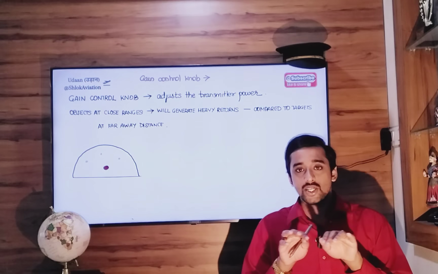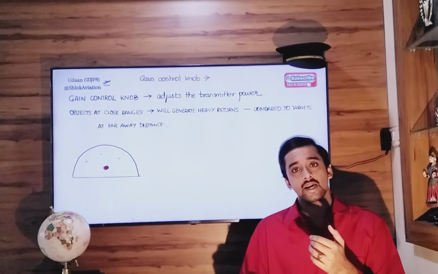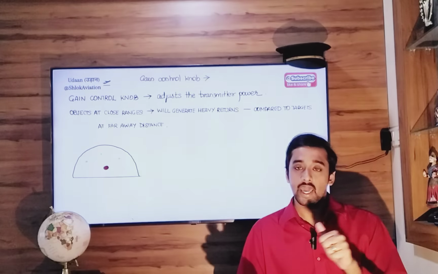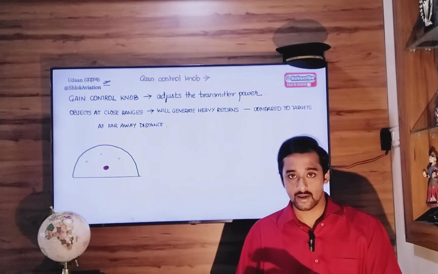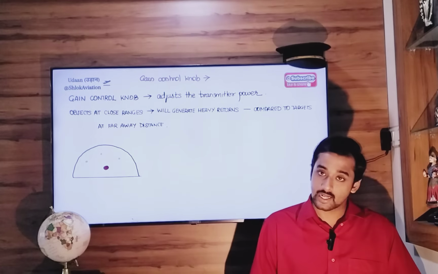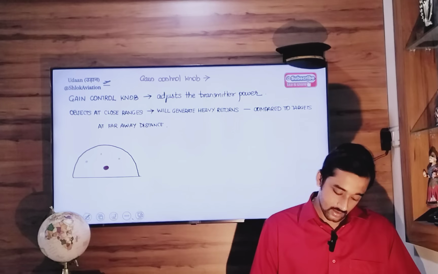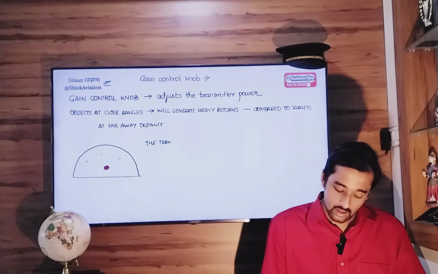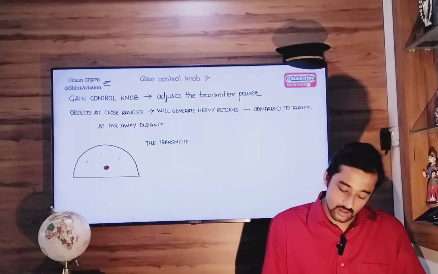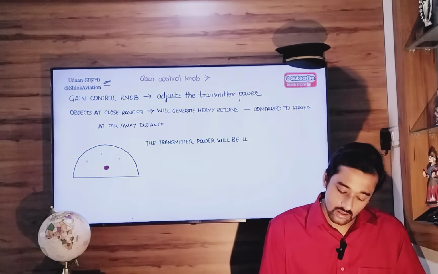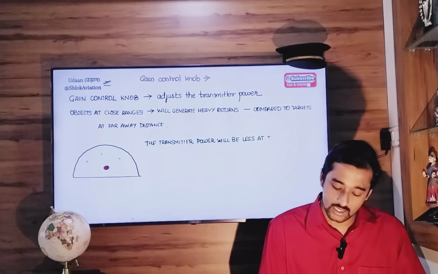So in order to establish a balance between all the returns, whether they are coming from close ranges or far away ranges, we adjust the gain control knob of your receiver. With that, the power of the transmitter will be less at short ranges.